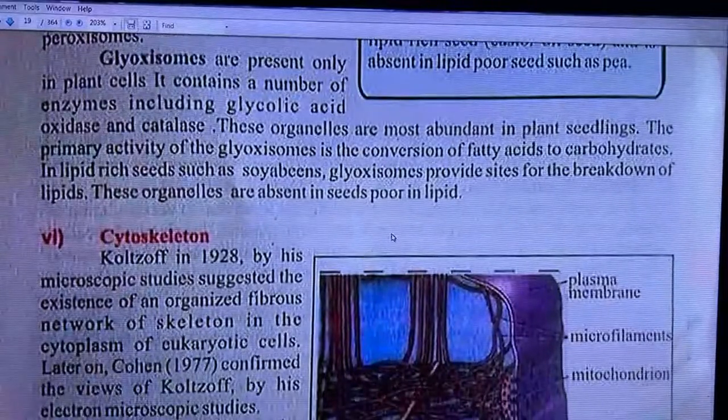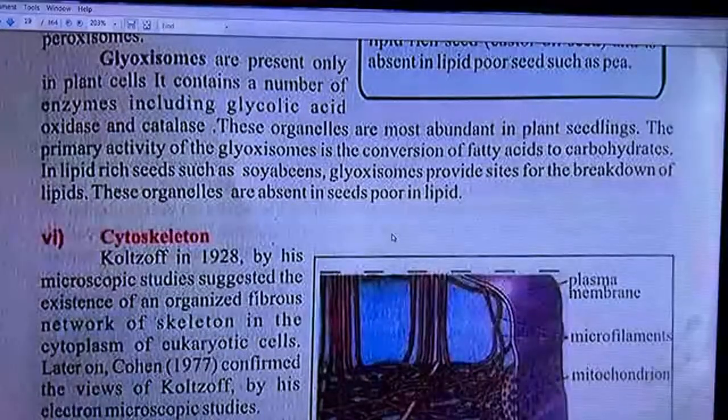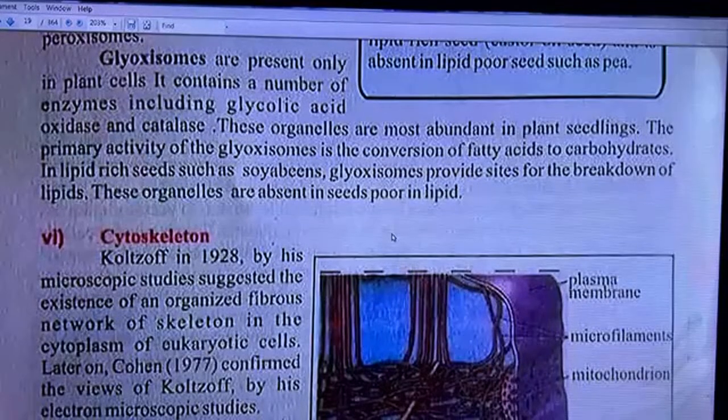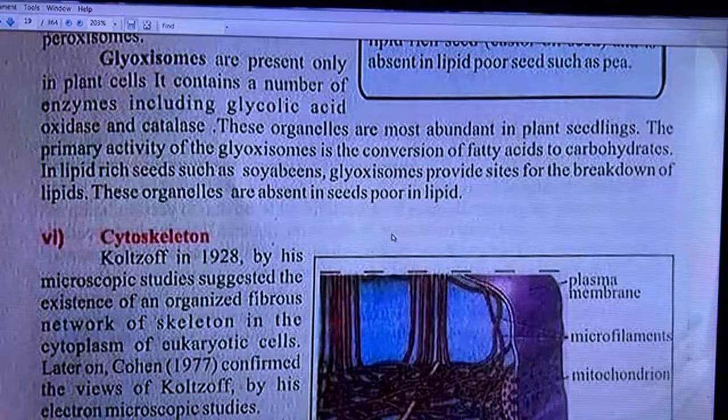Glyoxysomes are present in plant cells. They contain a number of enzymes including glycolic acid oxidase and catalase. These organelles are most abundant in plant seedlings. The primary activity of glyoxysomes is the conversion of fatty acids to carbohydrates and lipids. In seeds rich in lipids, such as soybeans, glyoxysomes provide sites for the breakdown of lipids. These organelles are absent in seeds poor in lipids.